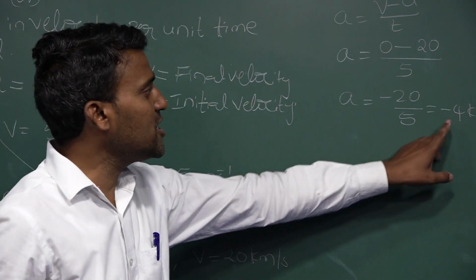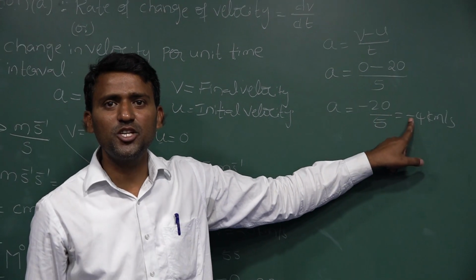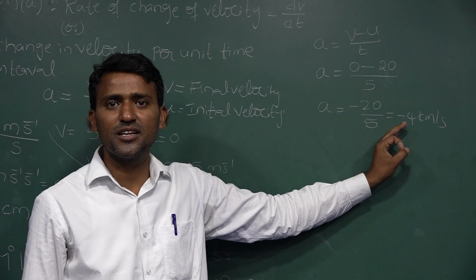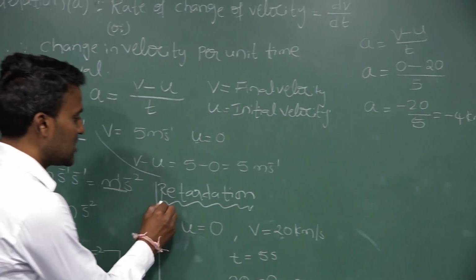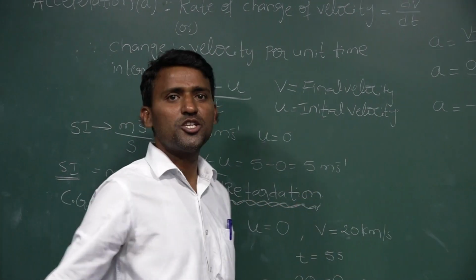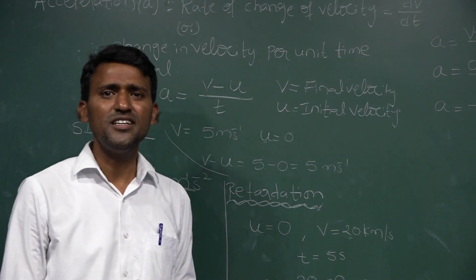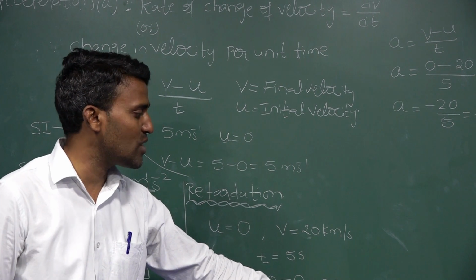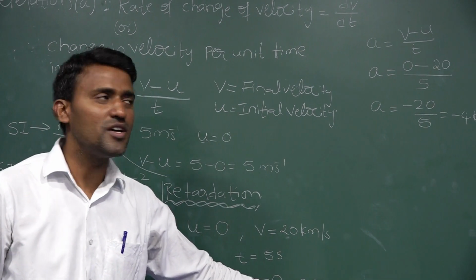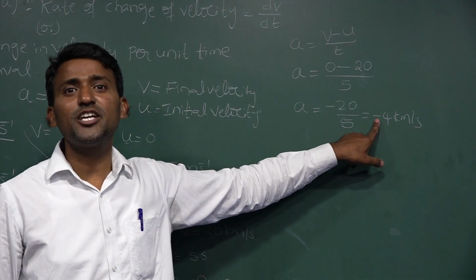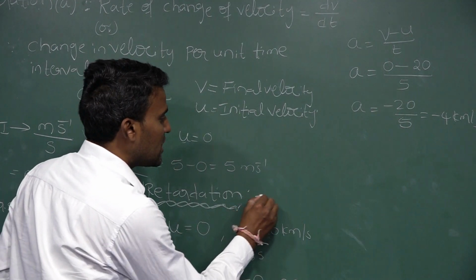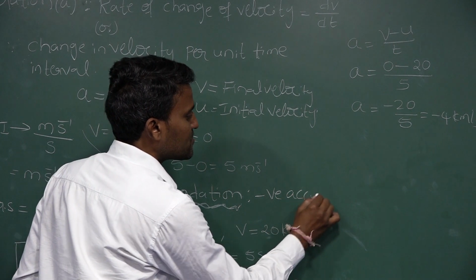Negative acceleration we call retardation. That is the definition. This is the retardation example and that was the acceleration example. Acceleration means positive; retardation means negative acceleration. So what is the retardation definition? Negative acceleration.